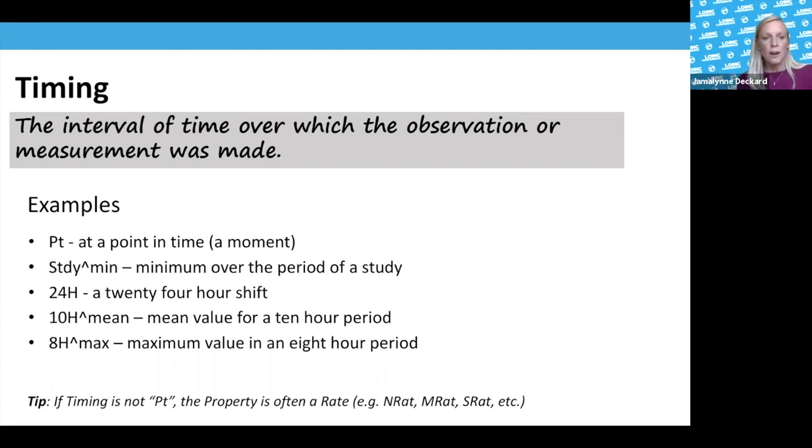But we also have the 24-hour. Here's the example of a 24-hour shift, but a 24-hour urine specimen is also common. And then there are other examples there: for the study, the minimum over the period of a study, or the mean over a 10-hour time period. What is the maximum over an 8-hour time? All of those types of things are more common in clinical settings, like with survey instruments or clinical assessments. In lab, you most commonly see point in time or 24-hour types of timings.